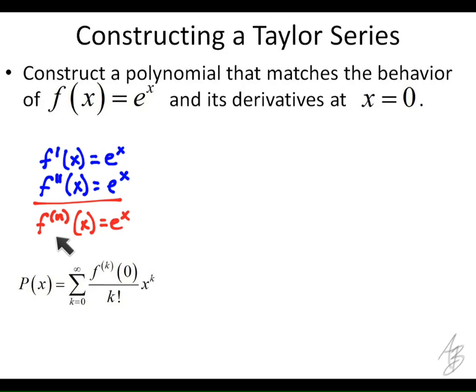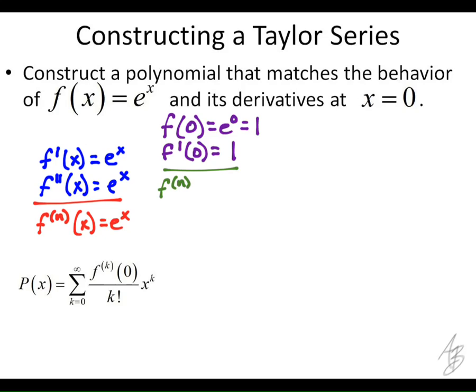So we know all the derivatives, but in this formula here, we need to evaluate the derivative at 0 because we're going to center this thing at 0. So for each one of these, we're going to plug 0 in. f of 0 is going to be e to the 0, which is 1. The first derivative evaluated at 0 is going to be e to the 0, which is 1. And again, it would be safe to just write that the nth derivative evaluated at 0 is going to be 1.